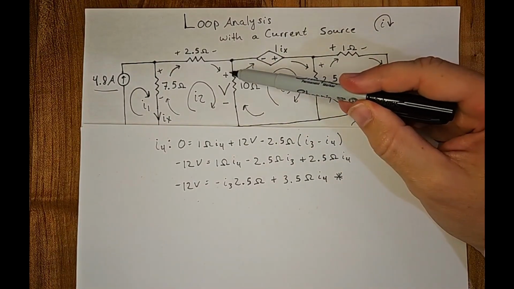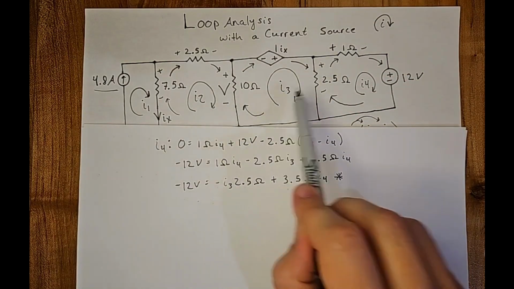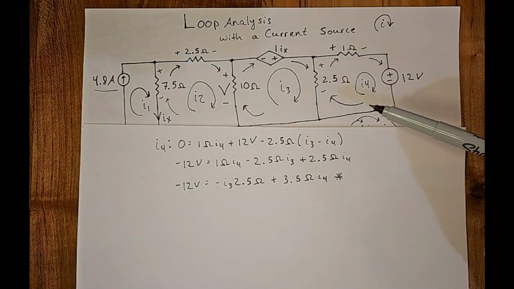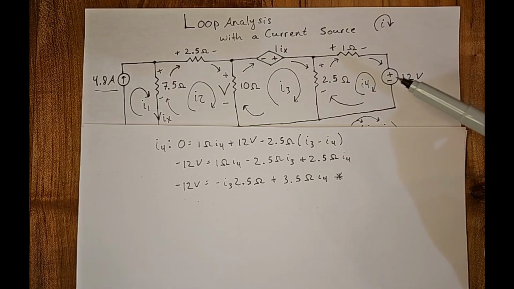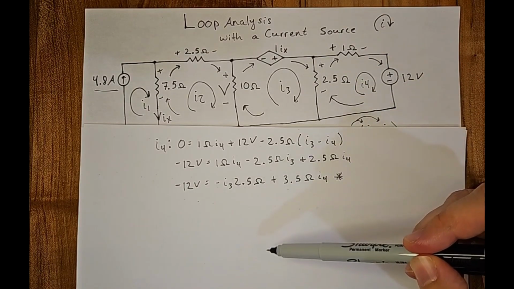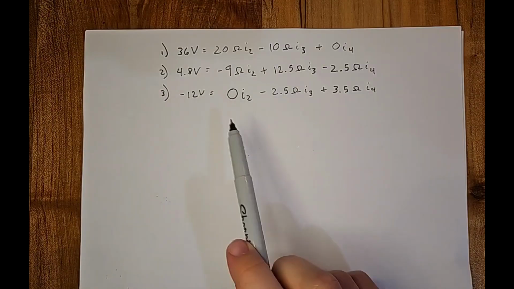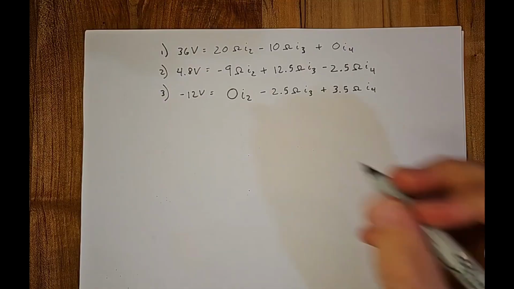Now remember, our goal is to find this voltage. We know that I1 is 4.8 amps, but we don't know I2, I3, or I4. We have three unknowns, and we have three equations with those unknowns. So let's write all those equations that we started so far in a nice, neat little area and do some linear algebra. Now that we have our three equations, let's set these things up for some linear algebra.